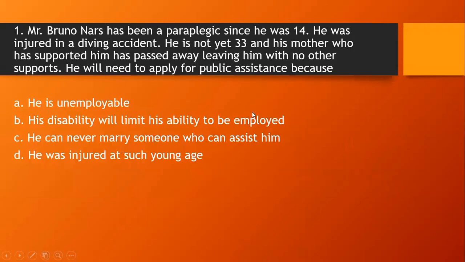Yeah. For the number one question, Mr. Bruno Nars has been paraplegic since he was 14. He was injured in a diving accident. He is not yet 33, and his mother, who has supported him, has passed away, leaving him with no other supports. He will need to apply for public assistance because, okay, what's your answer for this one? Yeah, I need to know your answer in the chat section.